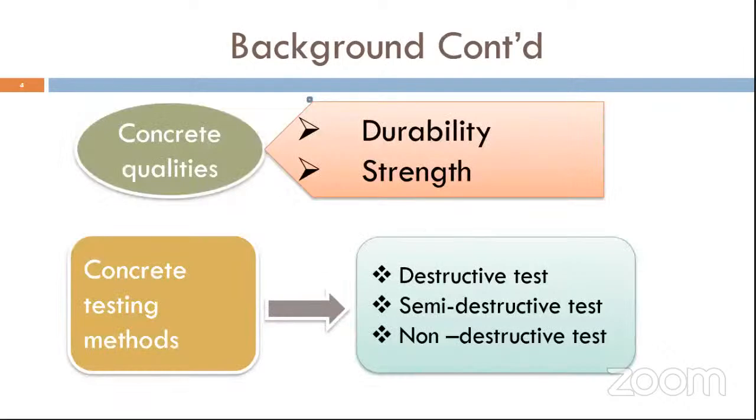There are primarily two qualities of concrete, which are durability and strength. Durability is the resistance to weathering action due to environmental conditions such as temperatures, humidity, chemical attacks, abrasion, frost, and the rest. Strength is the ability of concrete to resist bending after loading is applied to it, depending on the specific concrete mixture. There are various testing methods for concrete strength, which include destructive tests, semi-destructive tests, and non-destructive tests.